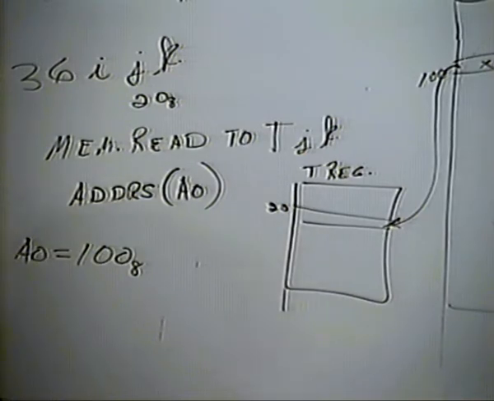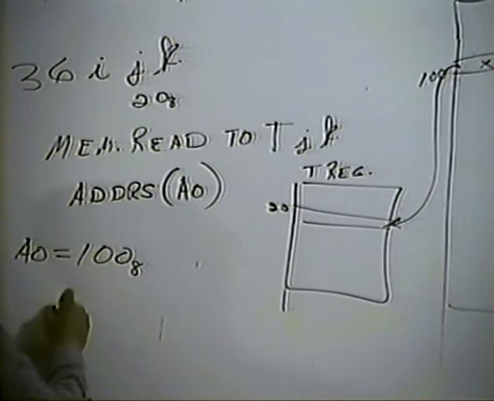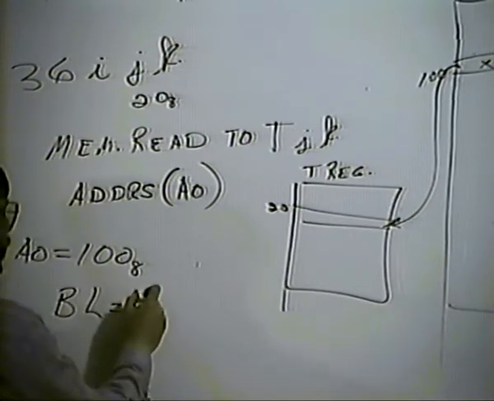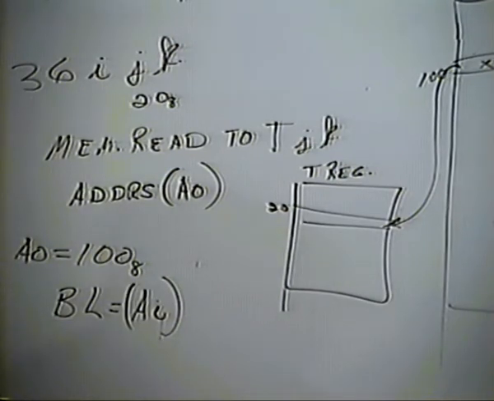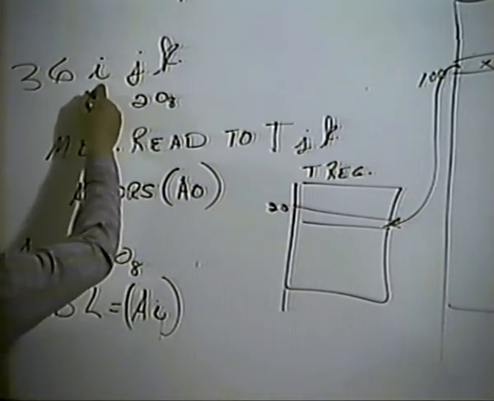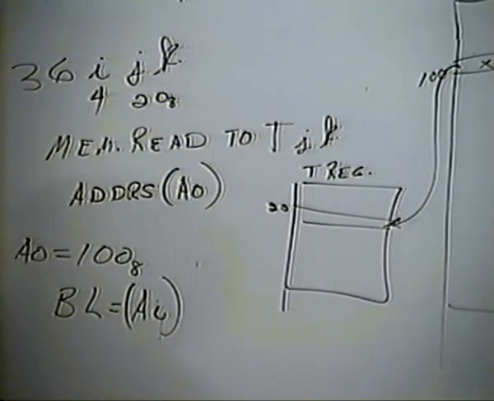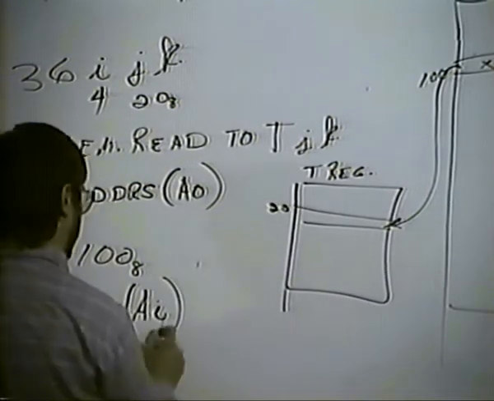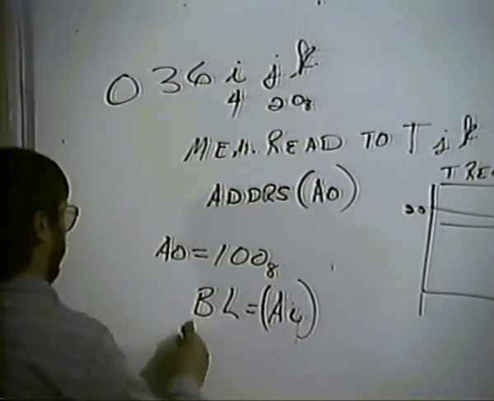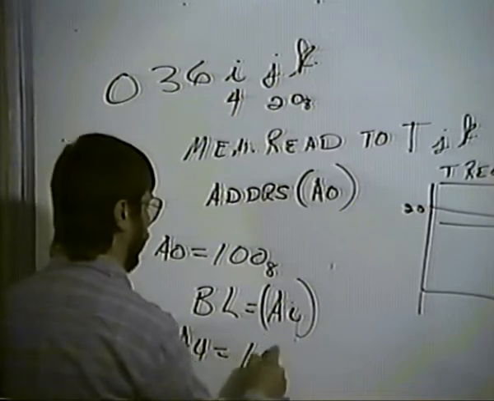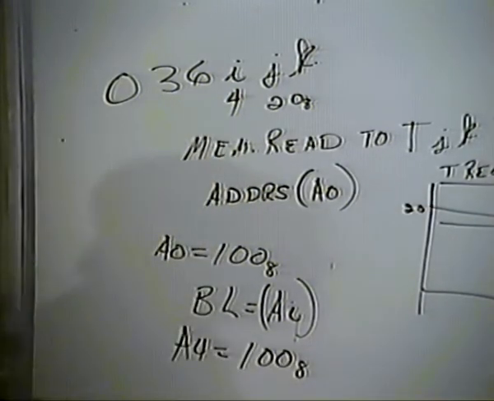Now, what do we got to have if we're going to do a block transfer? We've got an address, we've got a register. What else do we need? Yeah, we need a block length, don't we? What's the block length equal to? The contents of AI. Once again, we'll give this an A4, the old infamous A4. So the contents of A4, let's set A4 equal to 100 octal also.